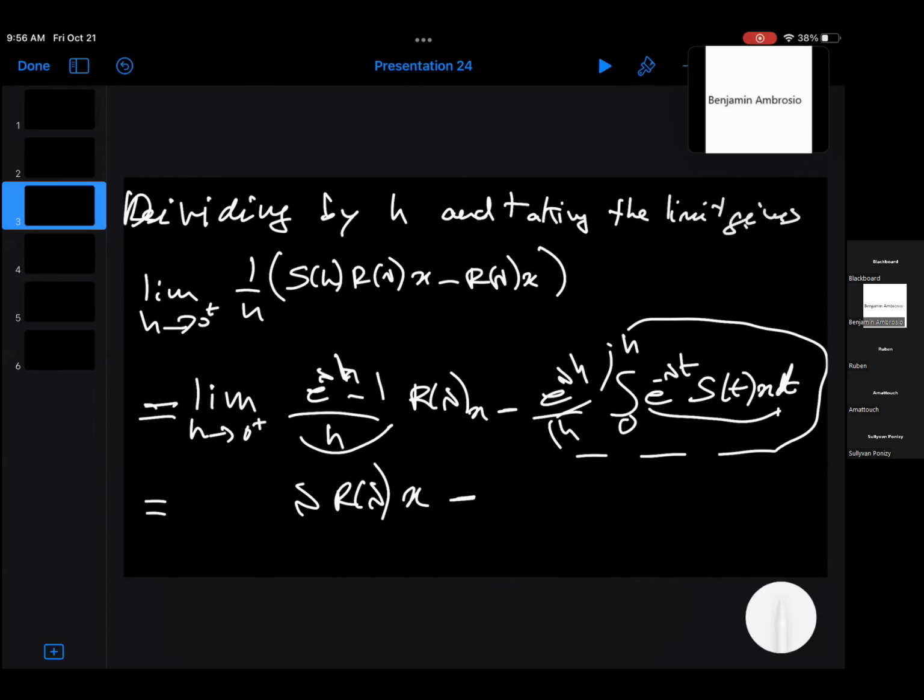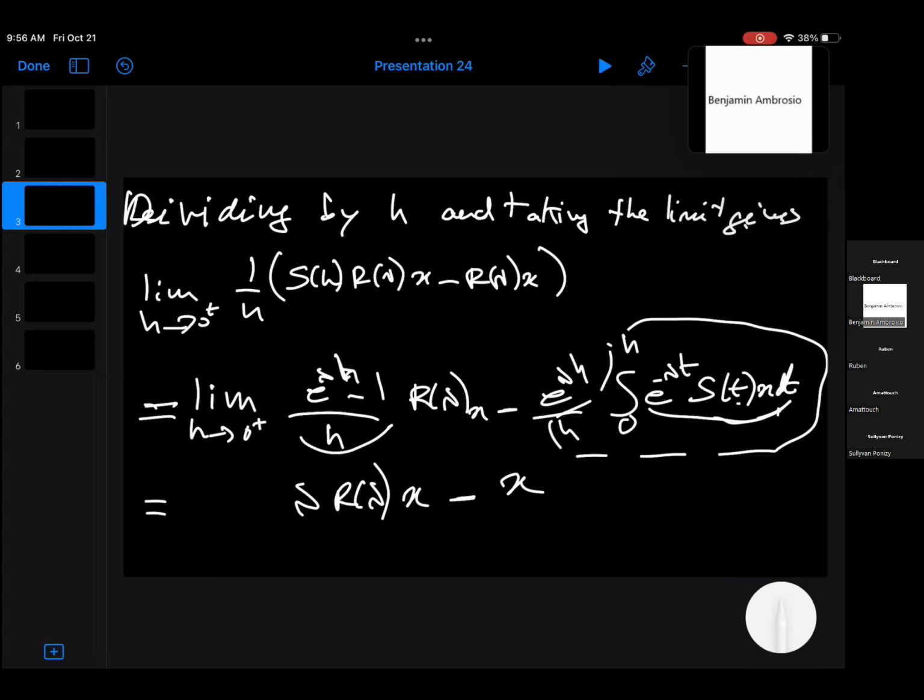Yeah, and so what's that? So this is the value of this thing at t equals 0. So what do I get? If I take t equals 0, this is 1. S of 0 is identity, so I get x. So this thing converges to x. All right, so any questions? So we're almost done. Okay, we're almost done. Why?